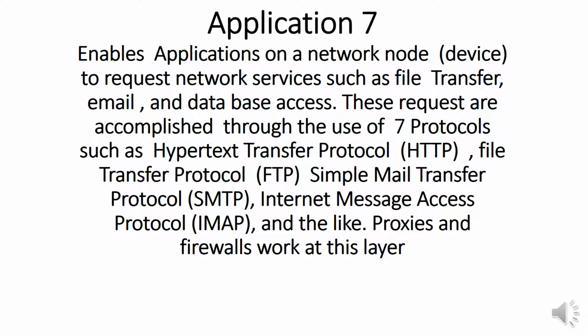As we spoke on our last slide, today we are going to talk about the application layer. The application layer is the seventh layer of the OSI model. The application layer enables a network node to request network services such as file transfer, mail, and database access.